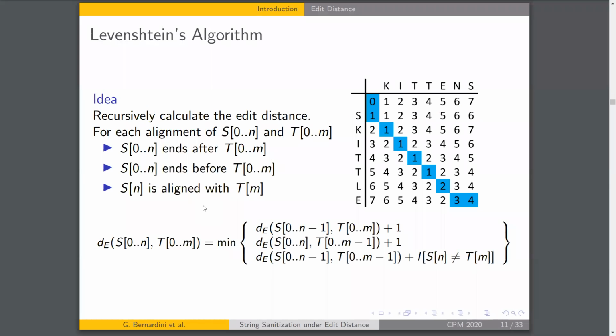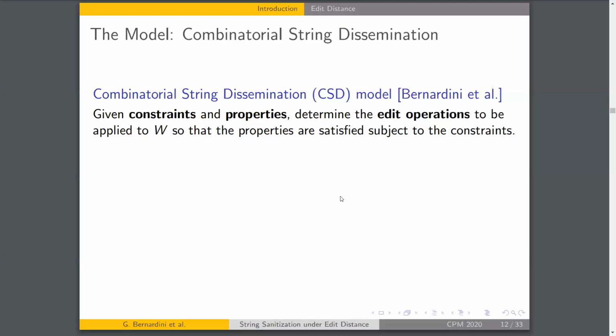The classical algorithm to compute the edit distance between two strings is Levenshtein's algorithm. And here we compute a dynamic programming table where the entry E_ij represents the edit distance between the length i prefix of the first string and the length j prefix of the second string. And we can compute all the entries using the recursive formulas shown below. And then in blue, we have a path corresponding to the optimal alignment between the two strings.